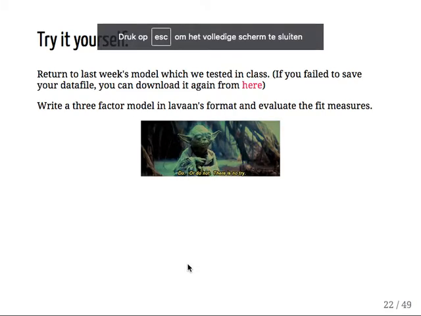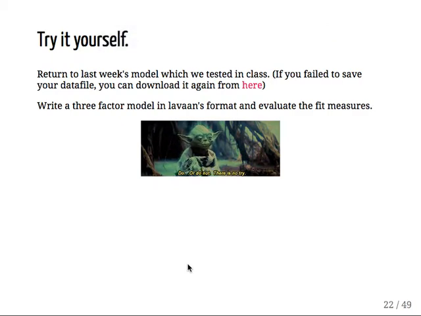Okay, I'll continue. I think most of you managed to achieve that model. You will have found that it typically had a relatively good fit in terms of the TLI and the CFI, but didn't do very well in RMSEA. Sometimes people relax the norms and say 0.08 is also acceptable.